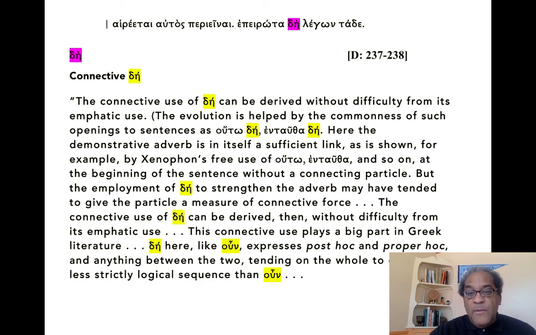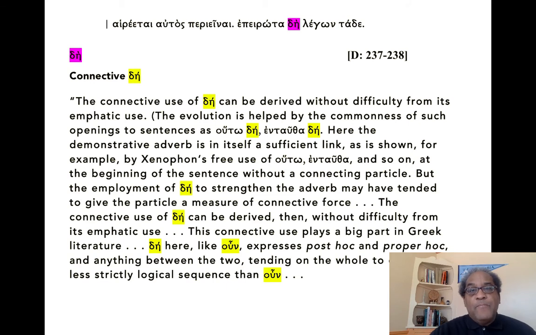The connective use plays a big part in Greek literature. De here, like kai, expresses post hoc and propter hoc, both after this and on account of this, and anything in between the two, tending on the whole to denote a less strictly logical sequence than gar.